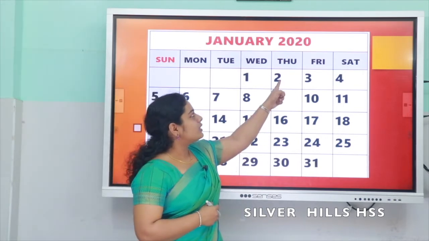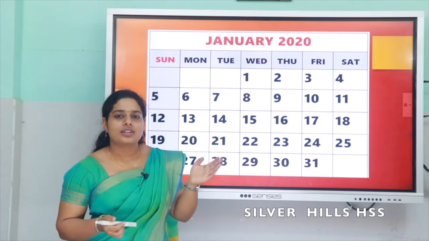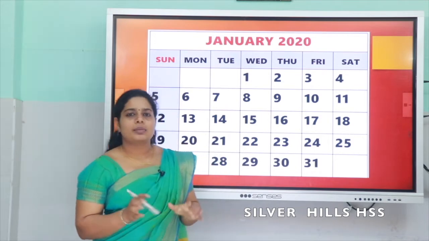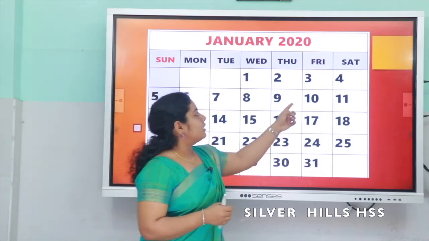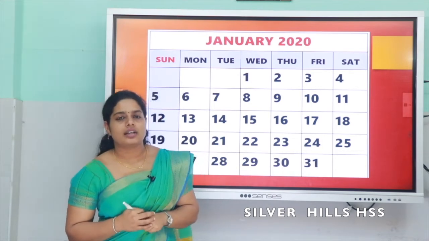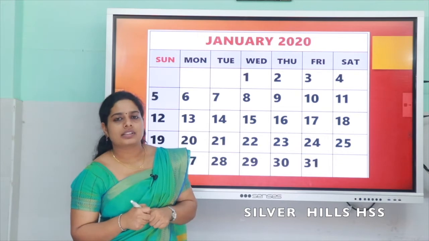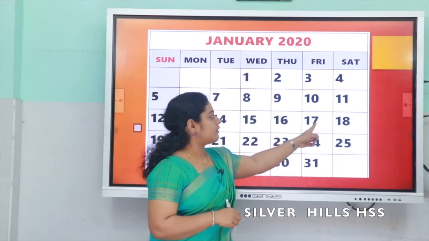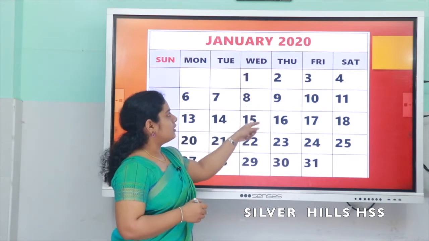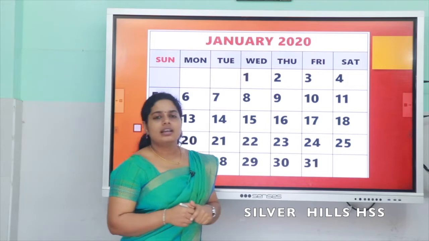Similarly, 2 is Thursday. What will be the date of next Thursday? 2 plus 7, that is 9. This is the peculiarity of a calendar. Now, if it is 10 today and it is Friday, how will you find the date of next Friday? 10 plus 7, 17. So if we add 7 to the previous number, we will get the next week's date. This is the trick in the calendar.